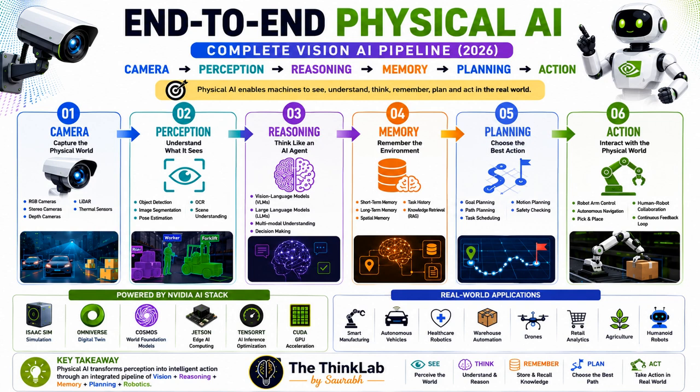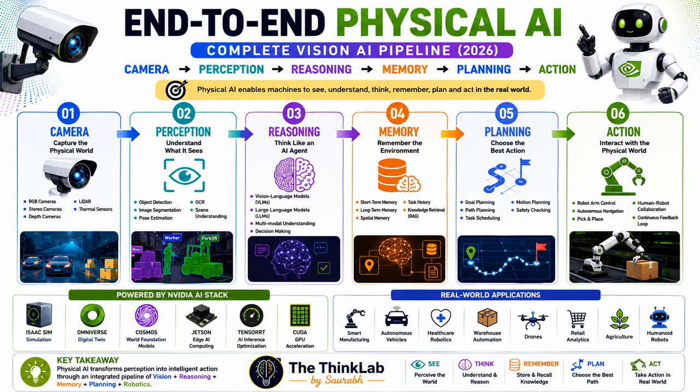So the NVIDIA AI stack is there, right? Many companies use this pipeline with NVIDIA technology. Isaac Sim is used for robot simulation. Omniverse creates digital twins. Cosmos provides the world foundation model. Jetson is also there, enabling edge AI computing. TensorRT optimizes AI inference. CUDA accelerates GPU computing. Together, all these technologies allow developers to build production-ready physical AI systems.